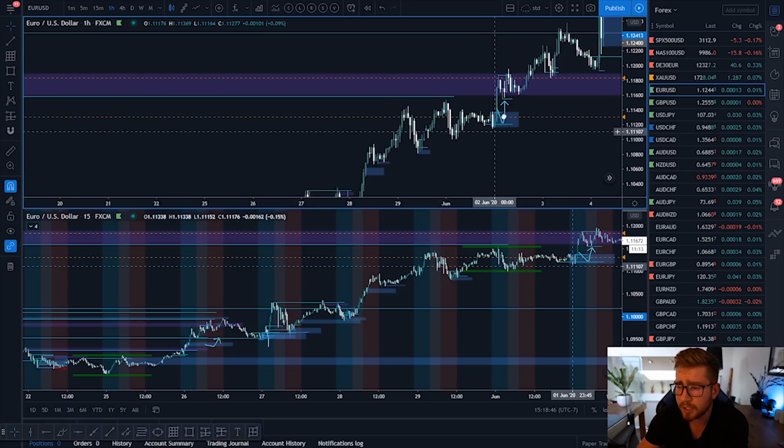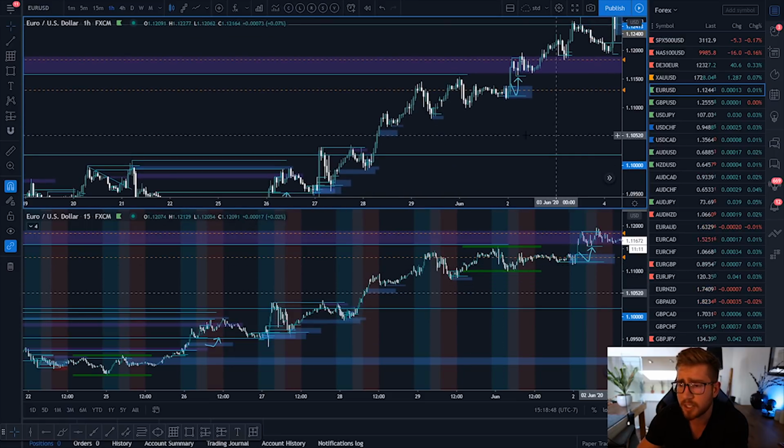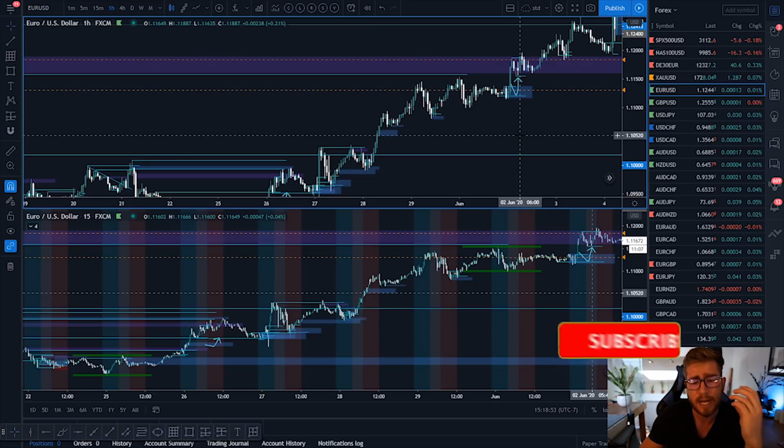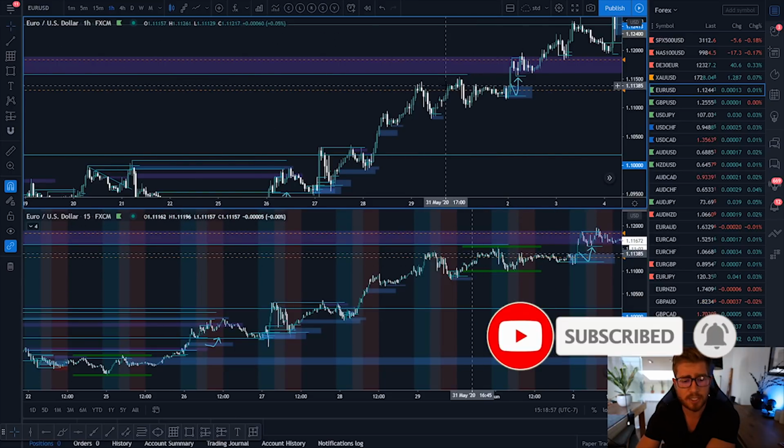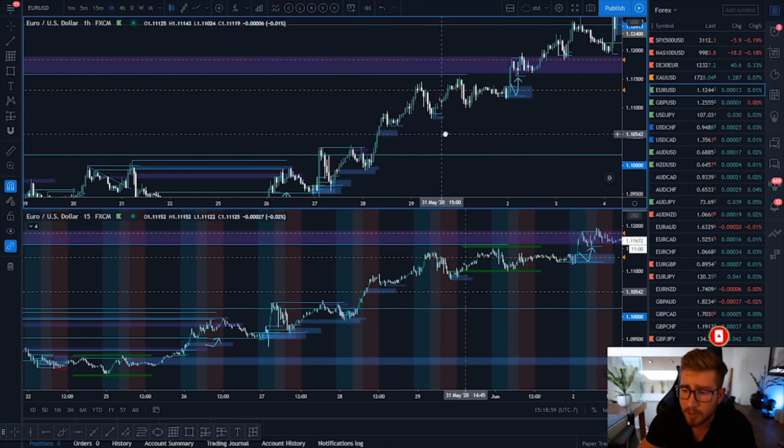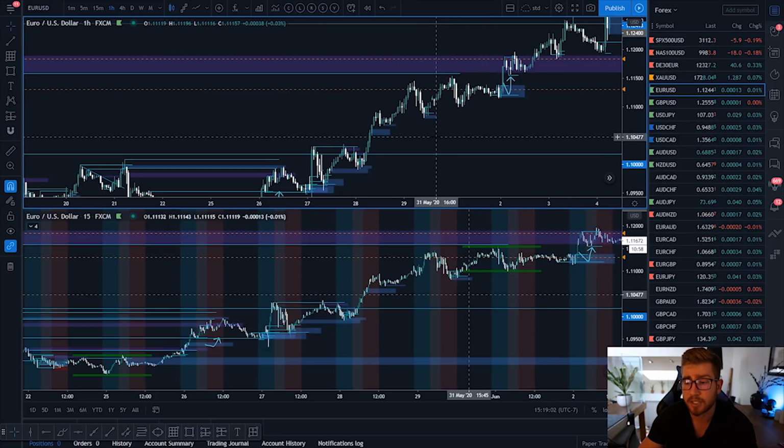So if we're looking to jump into this Euro USD trend here, and we're more of a day trader style, then what we're going to be doing is we're going to look at that larger time frame. I always have the higher time frame on the upper side here so that we can follow the trend on the higher time frame, right?